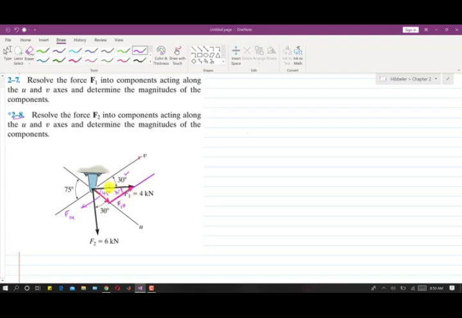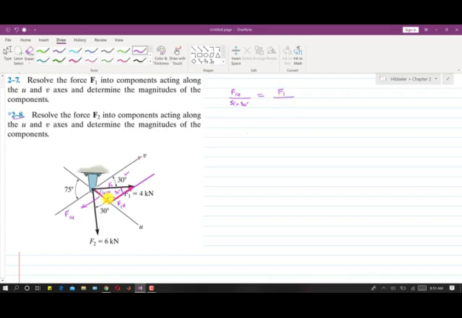So this is F1. Now we have this triangle, and F1 is equal to 4 kilonewton. To find this F1U, I will apply Sine's law. So I will write F1U divided by the sine of the opposite angle, so sine of 30 degrees, and this will be equal to F1. This F1 is known, which is 4 kilonewton, right? So let me write F1 divided by the sine of the opposite angle.